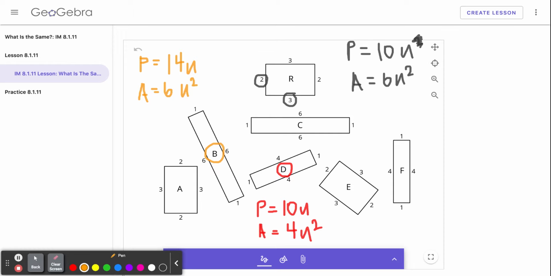It's 6 units squared. And then we have shapes like shape A, where the side lengths are exactly the same, 2 and 3. And so we know that the perimeter and the area of shape A are going to match shape R exactly because the base and the height are the same. And so it's important to note that we can have shapes that share one quality or one characteristic, like perimeter, and not another measurement, like area.